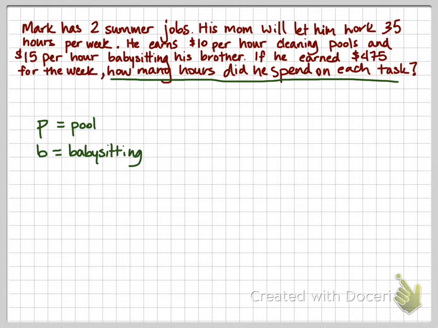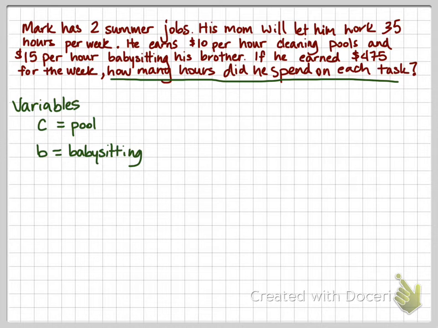Now, if you have a little bit of dyslexia and you have a tendency to switch things up and flip them over accidentally, this P and the B might be confusing for you. So if you wanted to, we could make this a C instead. It's all about what works for you. So if this works better than a P, because you get things switched up, then choose something that's not going to be switched up. So let's call C for cleaning pools, B for babysitting. Those are our variables. Those are our unknowns.